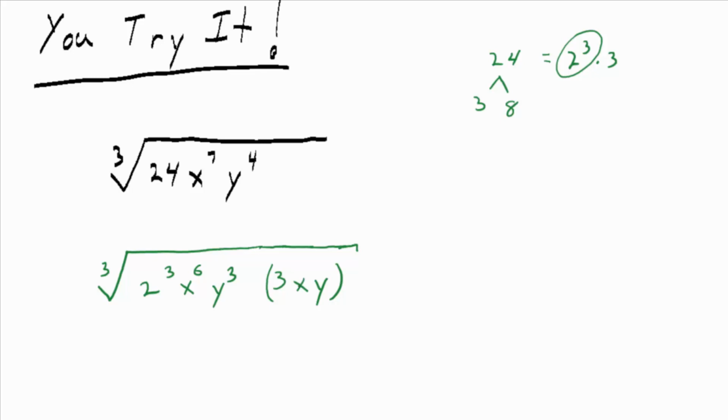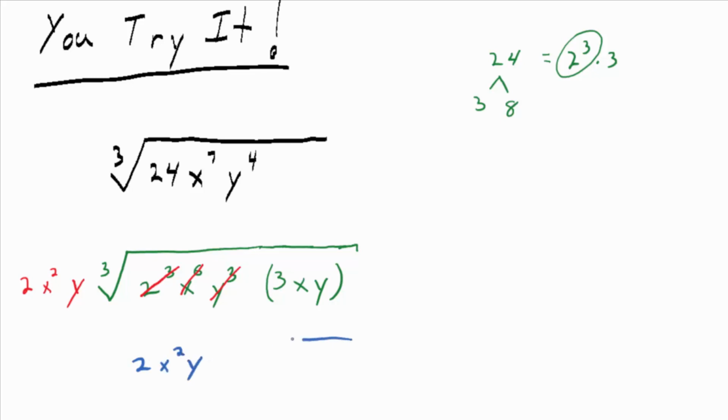All right, so what did you get on the outside? What's the cube root of 2 cubed? 2. Cube root of x to the 6th? x squared. Cube root of y cubed? y. Because I said so. No. Okay. 2x squared y, and then what's left inside? Just 3xy.